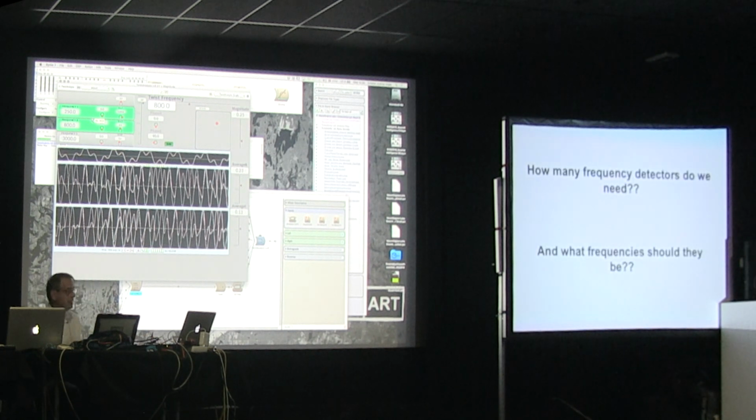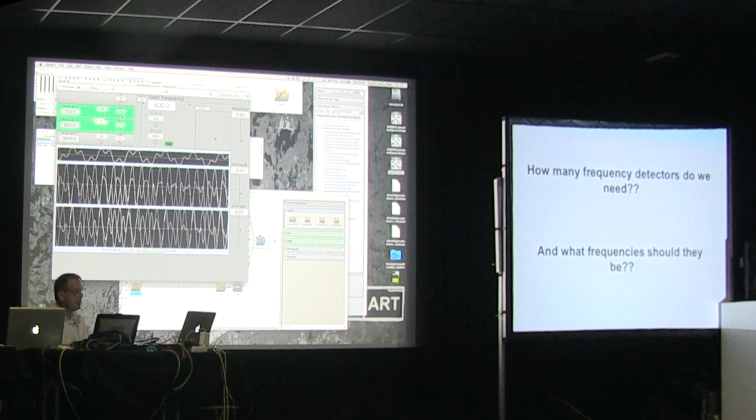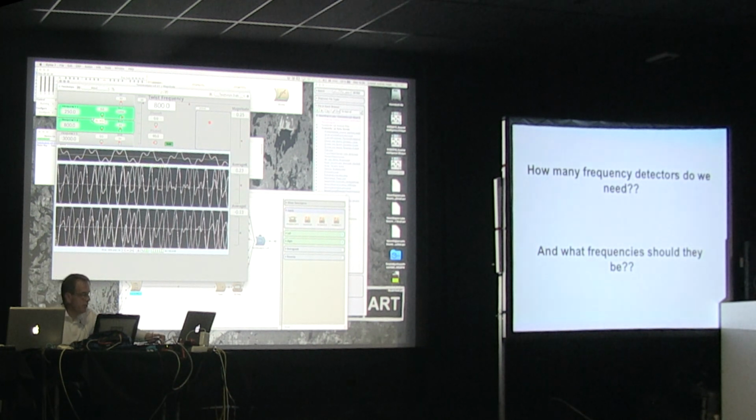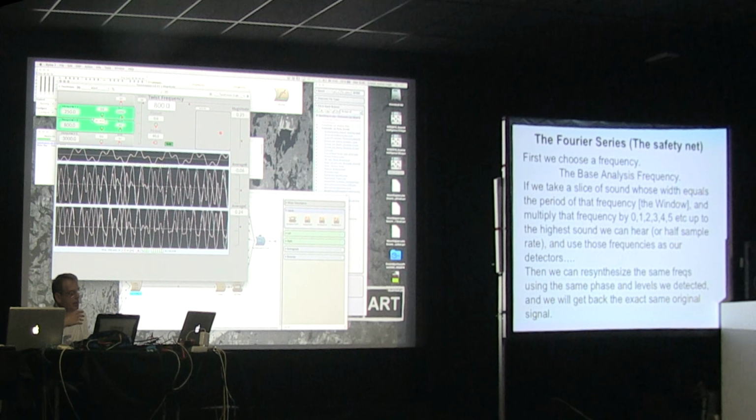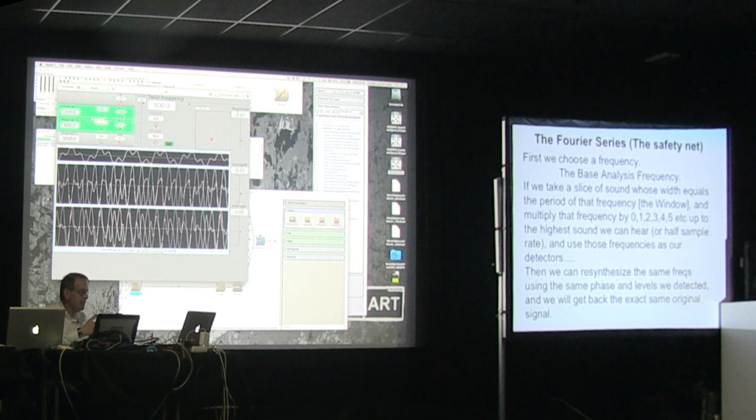All right, now the thing is, how many of them do we need? Because we can use that to pick out one frequency, but we're going to want to pick out lots of frequencies. We could randomly choose frequencies, but there is a set of frequencies that virtually everyone uses, because it means that you can actually get backwards. If you do this amount of frequencies, you get your original signal back, right?